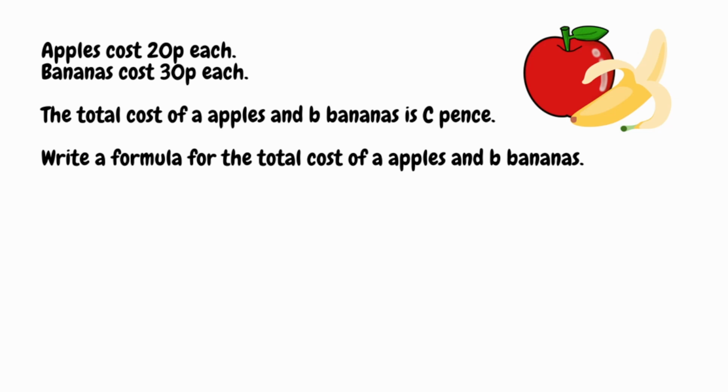So for this first example, we've got apples cost 20p each, bananas cost 30p each. The total cost of A apples and B bananas is C pence. Write a formula for the total cost of A apples and B bananas.